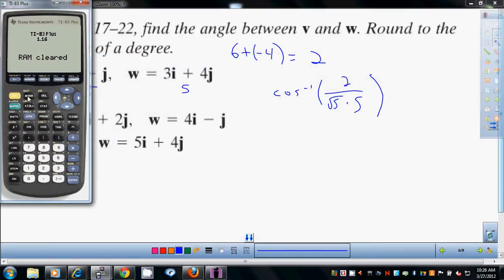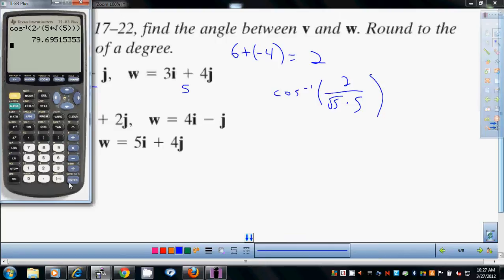Alright, so make sure I'm in degree mode. Cosine inverse of 2 divided by quantity. You need to make sure to put the whole denominator in quantity: 5 times the square root of 5. Close all my parentheses. Enter.